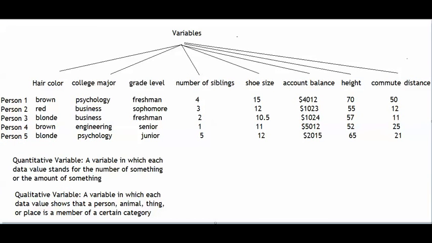Just because a column of data has numbers inside of it doesn't necessarily mean that the variable is quantitative. Imagine that I was asking these 5 people to tell me their student ID numbers. Student ID number actually wouldn't be a quantitative variable because a student ID number doesn't stand for a number of something or an amount of something. A student ID number is just a label for the student.